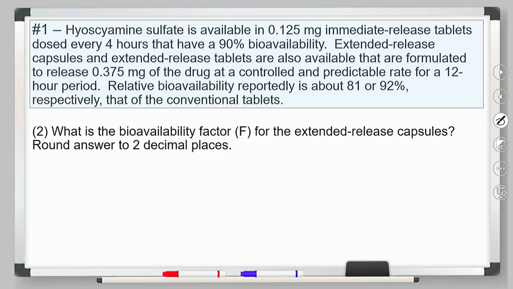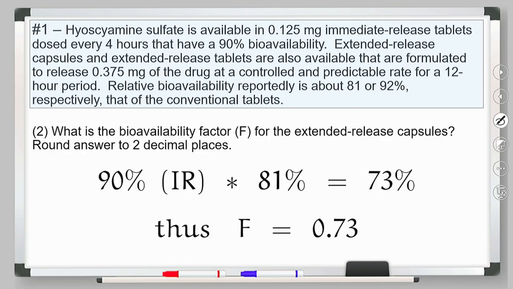So the question says, what is the bioavailability factor of an extended release capsule? All right, so the bioavailability factor is essentially just the percent expressed as a decimal, so not as a percent but as a decimal, of the bioavailability. In this case, the trick is here, and I'll go ahead and work this one and then you'll use it. For the capsules, we're going to take the original immediate release 90%, and we said that the capsules are 81% relative to that of the conventional tablets. So basically 81% of the original 90%.